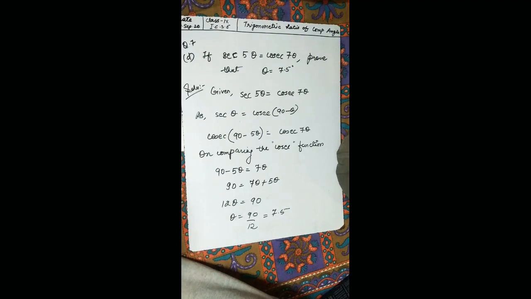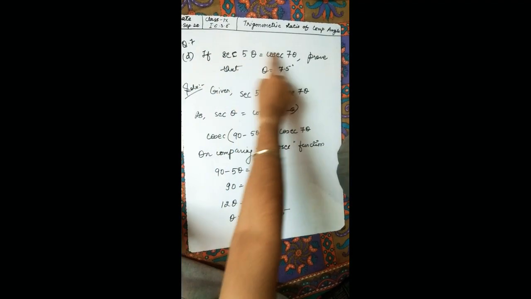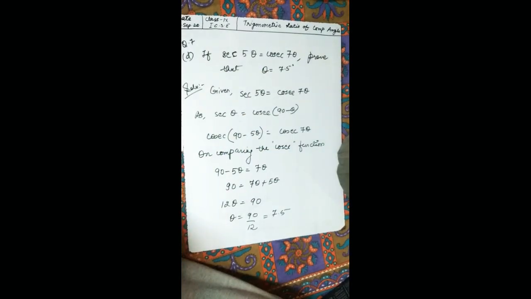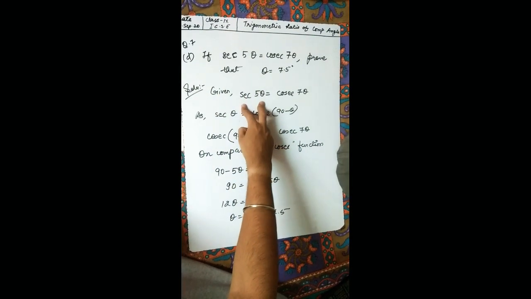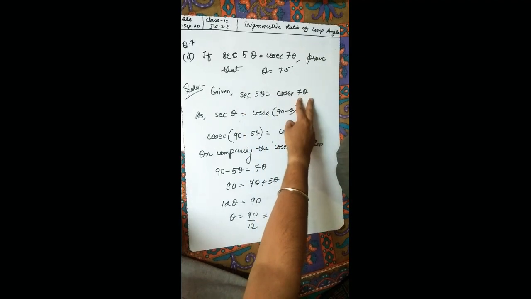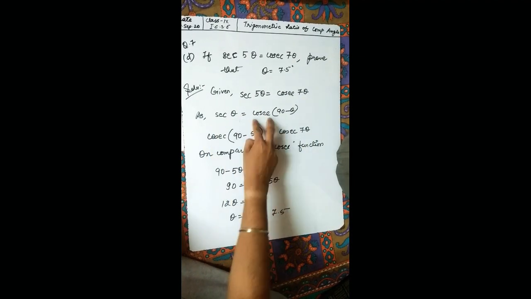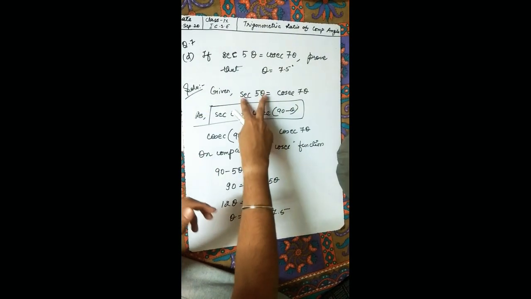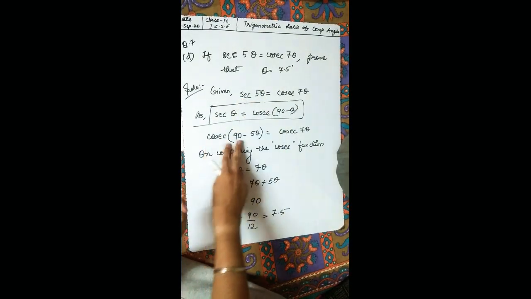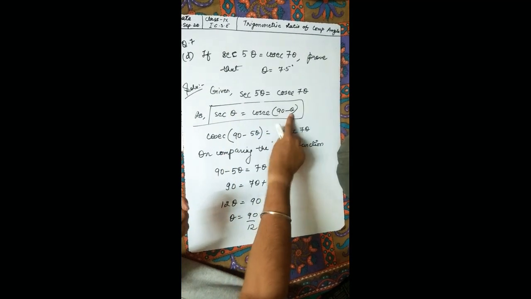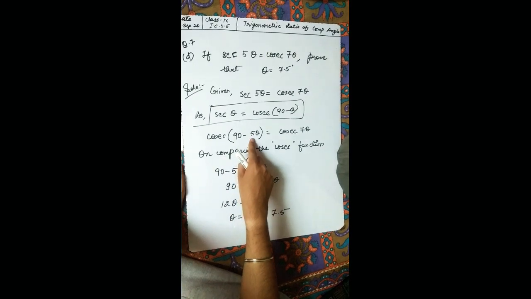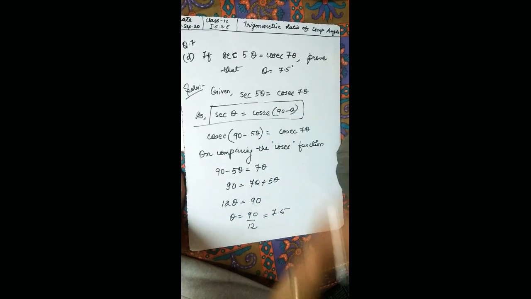Okay, now let us understand the D1. If sec 5 theta is equal to cosec 7 theta, then prove that theta is equal to 7.5. Given sec 5 theta equal to cosec 7 theta. We know sec theta is cosec 90 minus theta. So in place of sec 5 theta, we can write cosec 90 minus 5 theta. As theta is same, so we need to put 5 theta here. So sec 5 theta is cosec 90 minus 5 theta equal to cosec 7 theta.